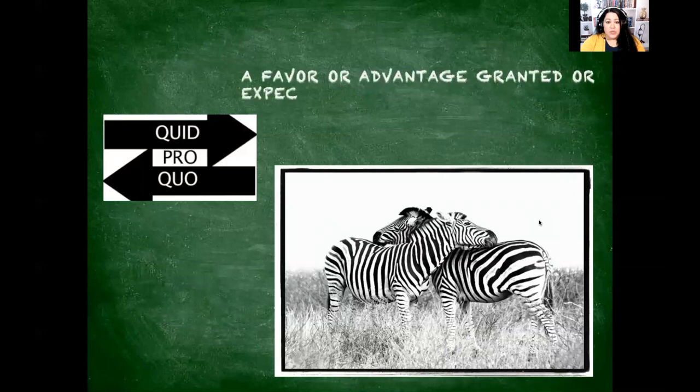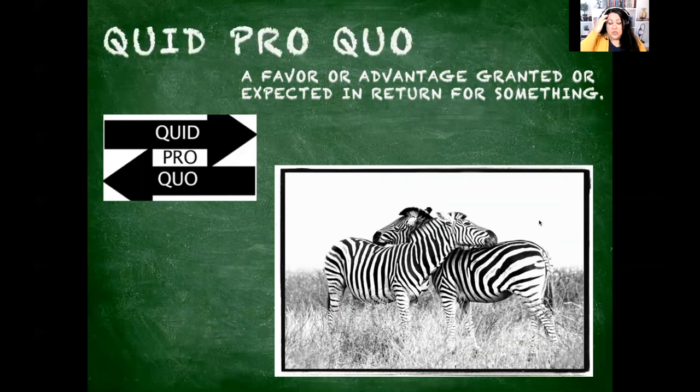Okay. Quid pro quo, a favor or advantage granted or expected in return for something. Okay. So basically it's you scratch my back and I will scratch yours. Okay. This can be used in everyday language. Quid pro quos are pretty common, basically like, I'll do this for you if you do this for me.